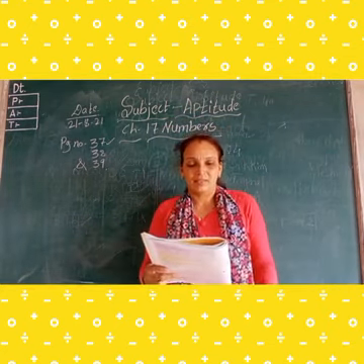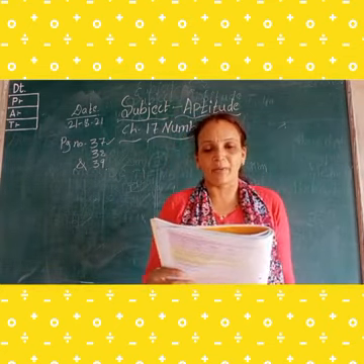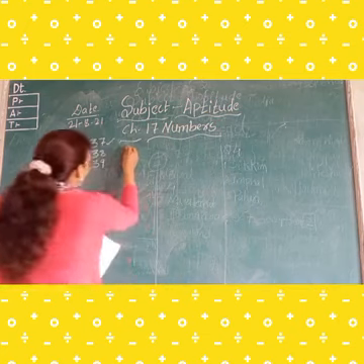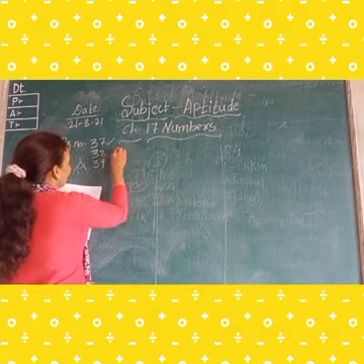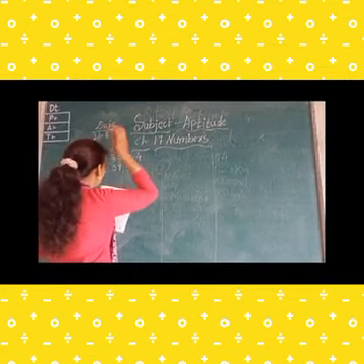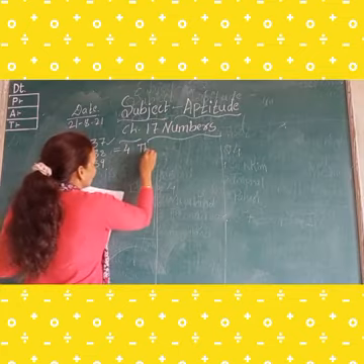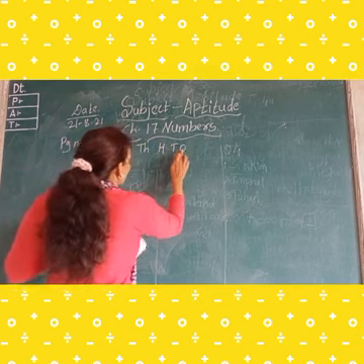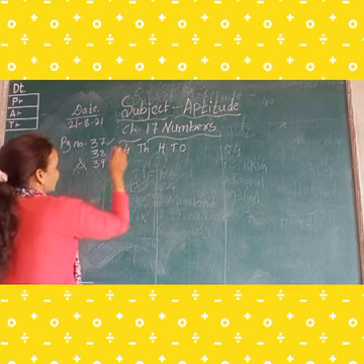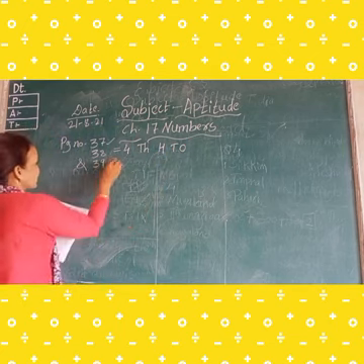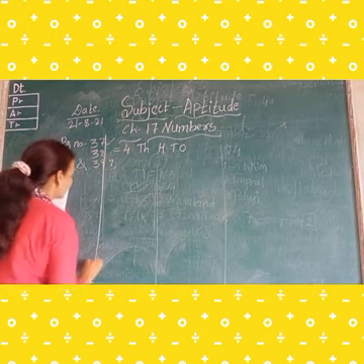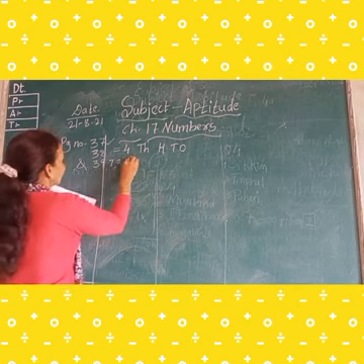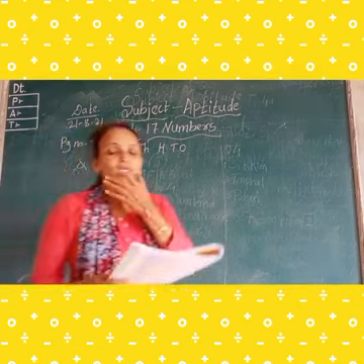Page number 37. Build the smallest 4-digit number by using 7, 0, 1 and 3. A 4-digit number means thousands, hundreds, tens and ones. It is a 4-digit number. They gave us 7, 0, 1 and 3. We have to make the smallest number.